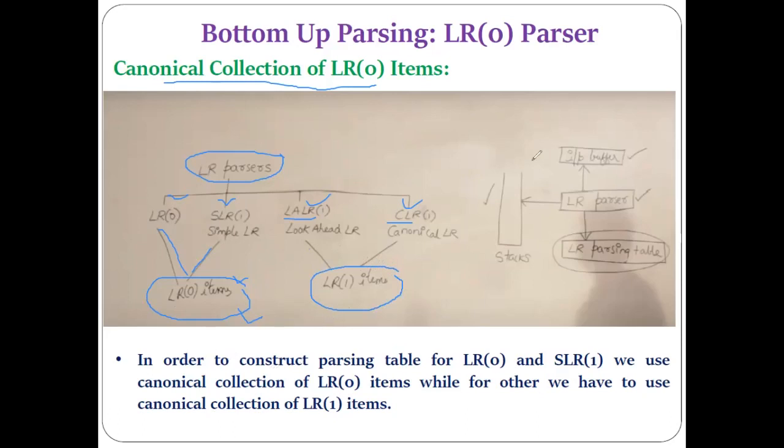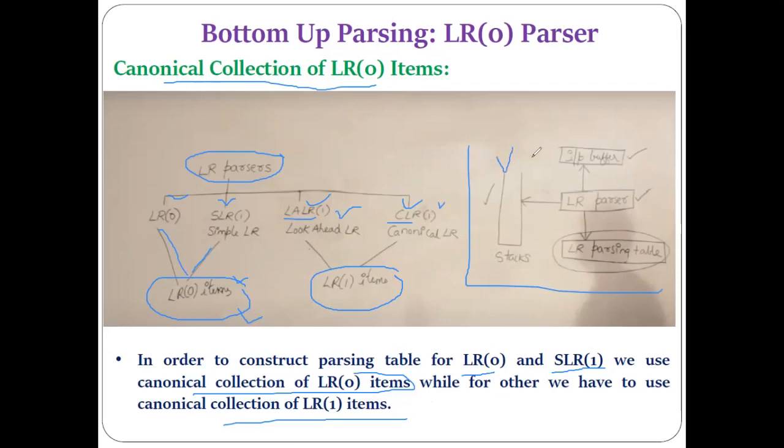So as you can see here, as I already told you, to construct the parsing table for LR0 and SLR1, we use the canonical collection of LR0 items. And to construct the parsing table for LALR1 and CLR1, we have to utilize the canonical collection of LR1 items. Now, as I said, for parsing a particular string, we have to utilize different data structures for the LR parsers.